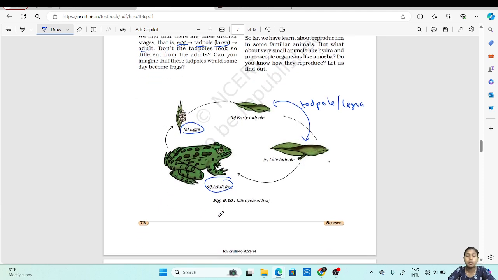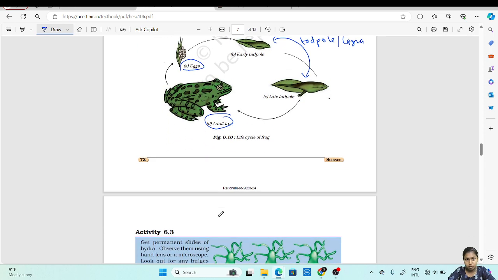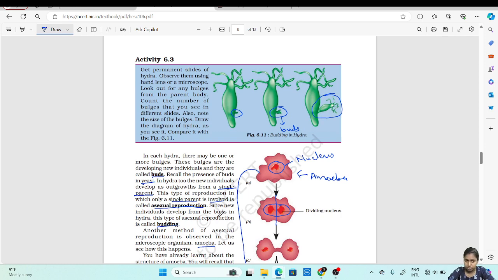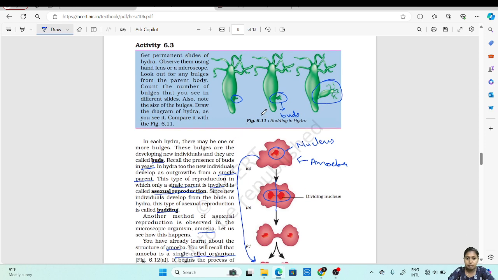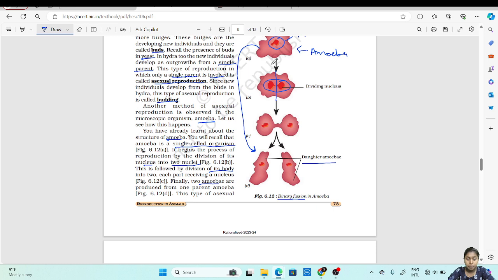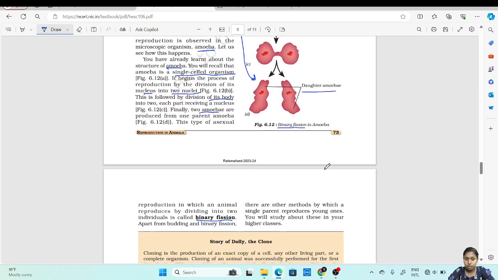Then we have seen what asexual reproduction is, where only a single parent is involved. We have seen two types: one is budding, another is binary fission. Budding takes place in hydra, where the single parent hydra starts to bud. Something bulges out of the body of the hydra, which later forms the individual or baby hydra. Next is amoeba, where the parent amoeba divides to form two daughter amoebas. This process is known as binary fission.